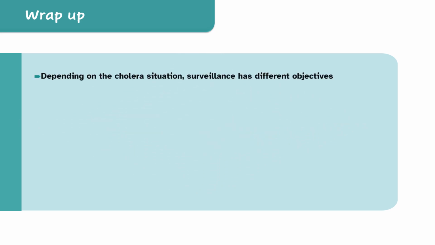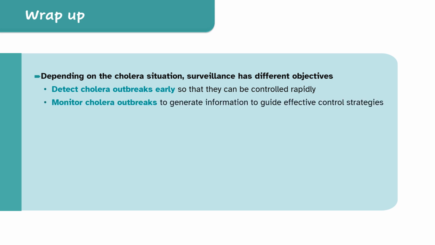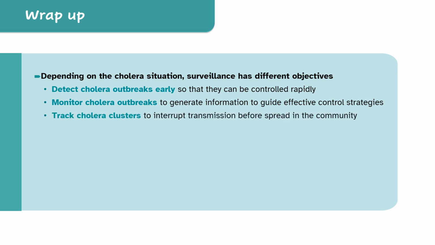Depending on the cholera situation, surveillance has different objectives. Detecting cholera outbreaks early so that they can be controlled rapidly. Monitoring cholera outbreaks to generate information to guide effective strategies to control outbreaks. Tracking cholera clusters to interrupt transmission before cholera spreads in the community.